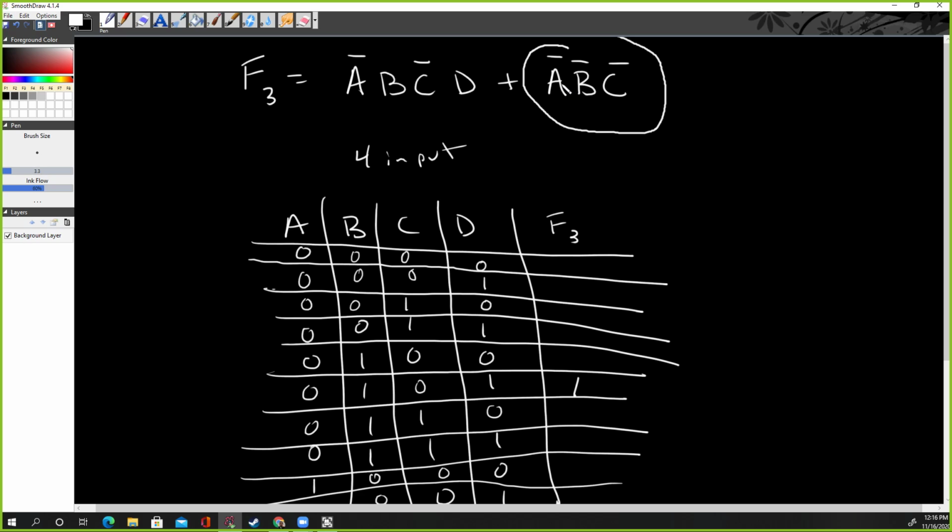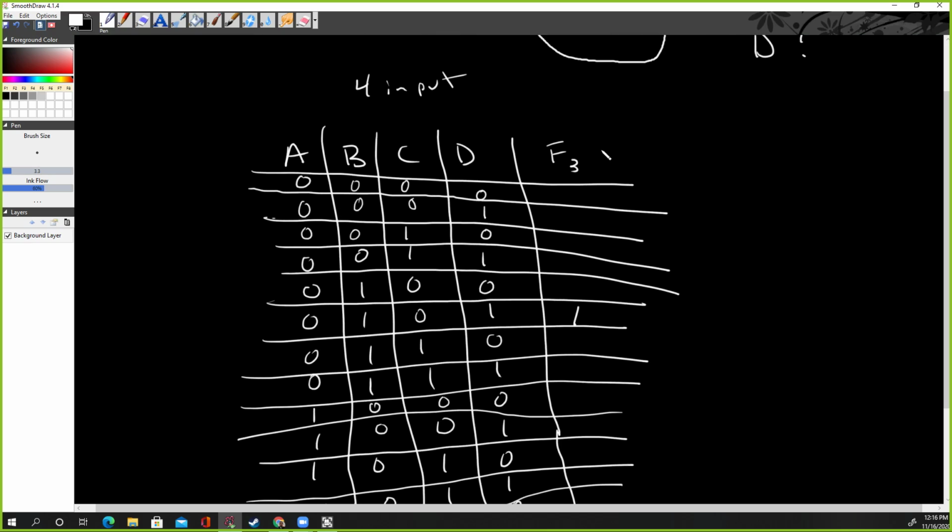This one, I need to find when A, B, and C are all off. What about D? What do we do with D? There is no D here, which means we don't care. So D could be off, it could be on, it doesn't matter, as long as these three are off.